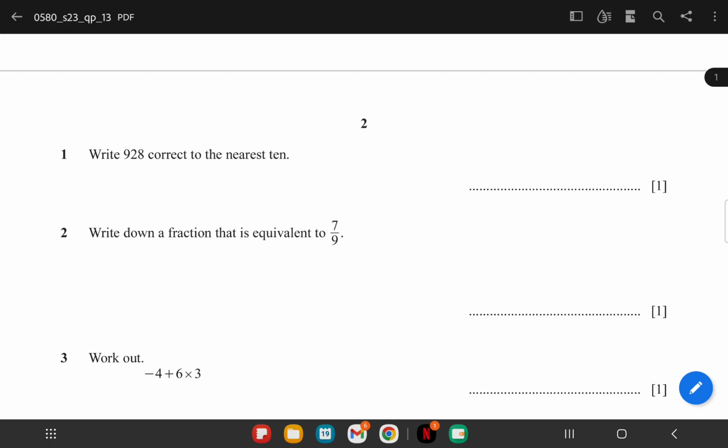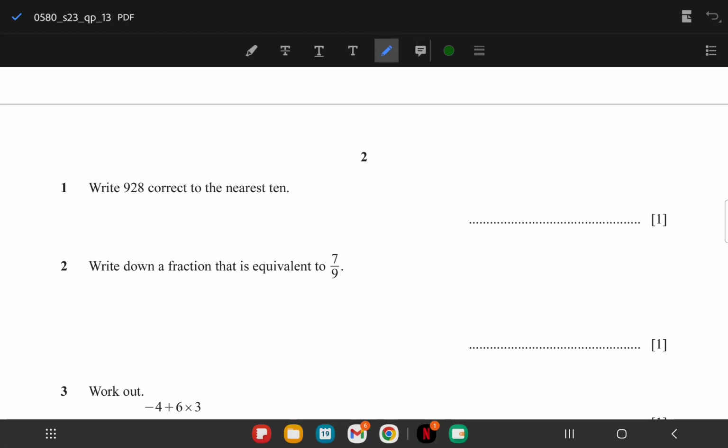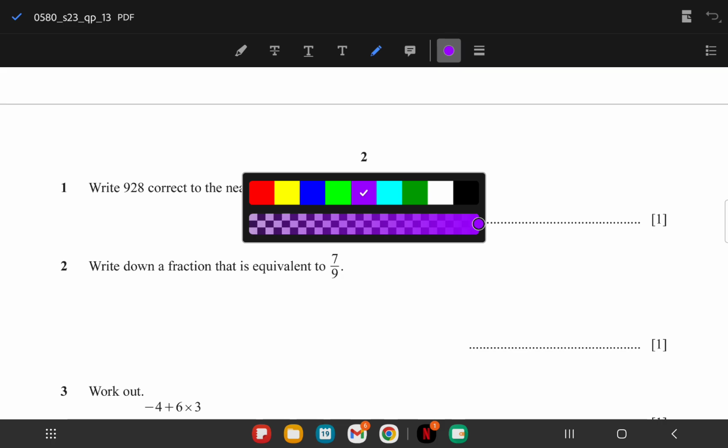So obviously our hundreds are the 9s, our 10s is the 2. So we're going to look at 8, and because 8 is bigger than 5, it's going to round up. So we should have 930. Let me pick purple. I prefer that color. So the first one there is 930.